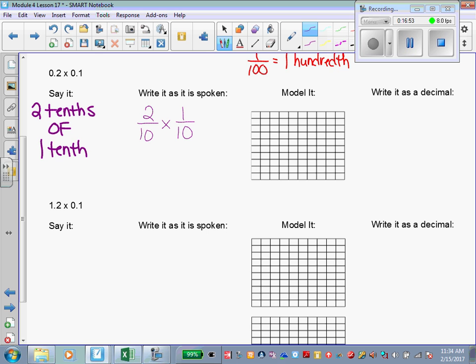All right. How can I model 2/10 of 1/10? Brandy. Shading 2 boxes. All right. Do I want just 2 boxes? 2 rows. Okay, rows go which direction? Horizontal or vertical? Horizontal. Rows go horizontal. So I'm going to shade in 2 rows.